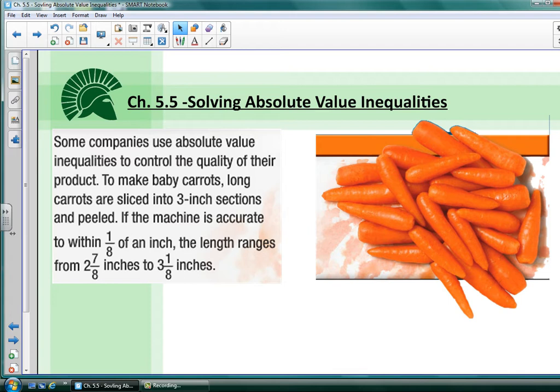To make baby carrots, long carrots are sliced into 3-inch sections and peeled. If the machine is accurate to within 1/8 of an inch, the lengths range from 2 7/8 inches to 3 1/8 inches. Sometimes you'll hear it said that this machine is accurate to within 1/8 of an inch. Anytime you do measurement, there's some amount of error, and there's only so accurate you can be when you take a measurement. Either you or a machine or electronically, anything you do with a measurement, there's only so accurate you can be. And so it has to tell you what the tolerances are.